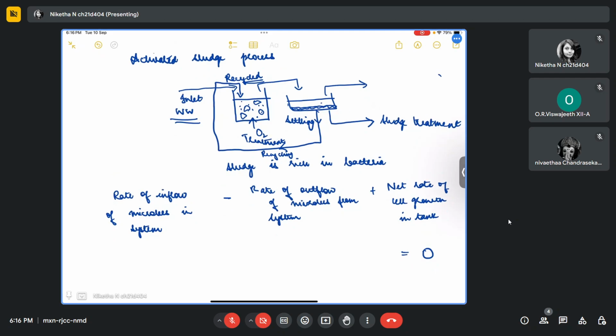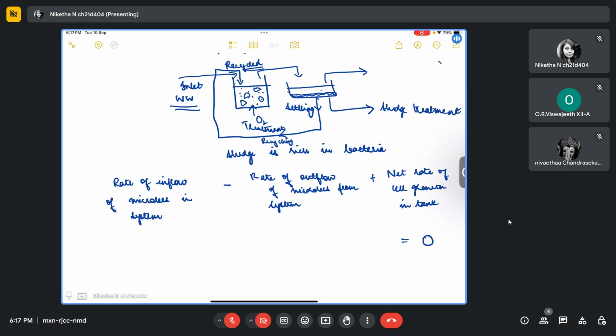Minus the rate of outflow of microbes in the system, minus whatever we are taking out of the system in the form of sludge, plus the net rate of growth in the tank. Obviously, when the wastewater comes inside the tank, the quantity of microbes is going to be less. After a while, the microbes will start to multiply and their population will increase. So the rate of inflow minus the rate of outflow plus the net rate of cell growth is going to be 0. Is this clear?